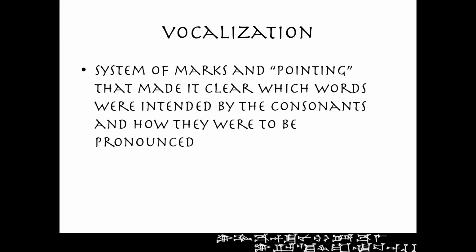Now, vocalization, and this is something that's important for us to realize. The vocalization was a system of marks and pointing that made it clear which words were intended by the consonants and how they were to be pronounced. So if you remember, the Hebrew text was consonantal in the Proto-Masoretic period and through most of its transmission. But during this period in particular, the vocalization, these points, these marks, were added around the consonantal text in a way that was systematized. And these indicated how the Masoretes understood the individual words.